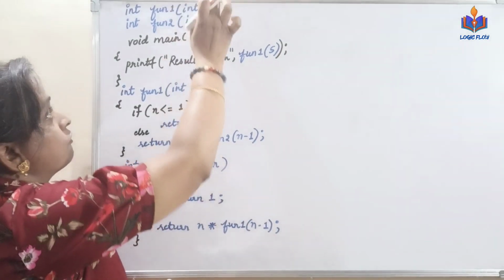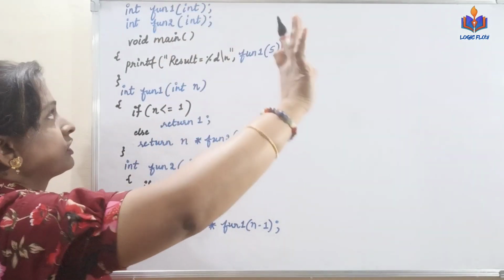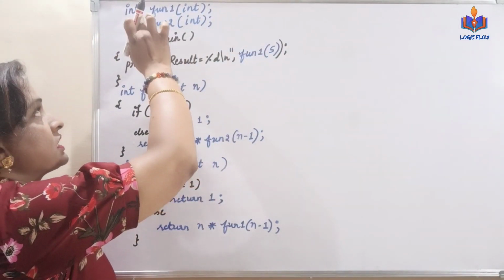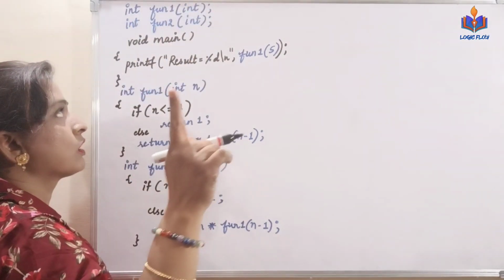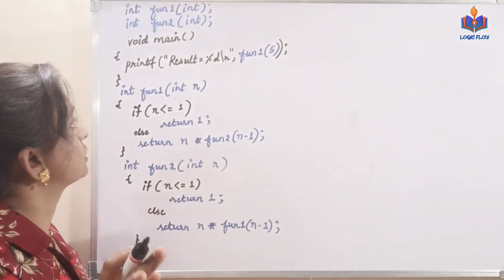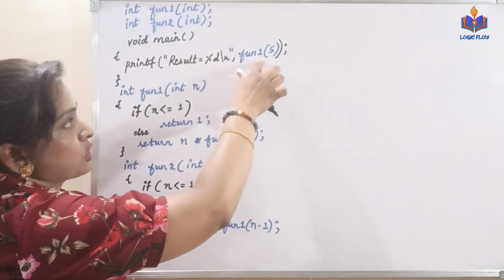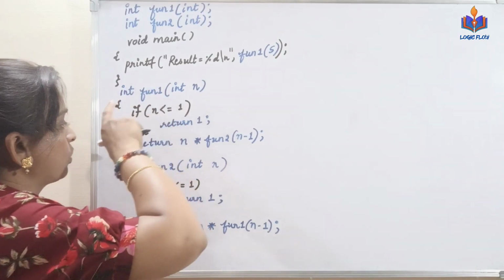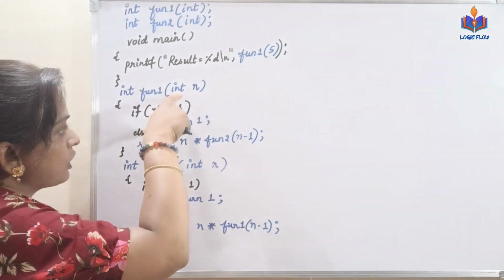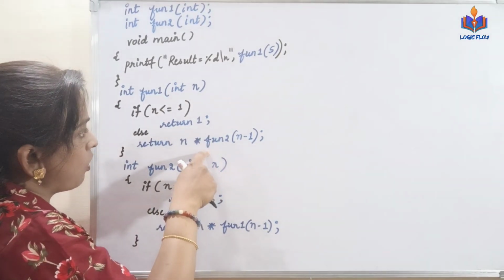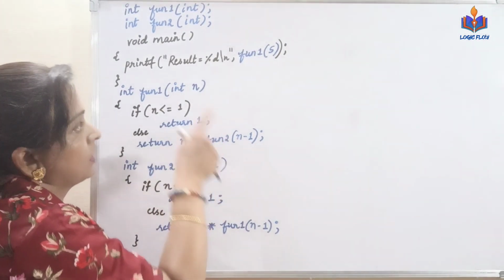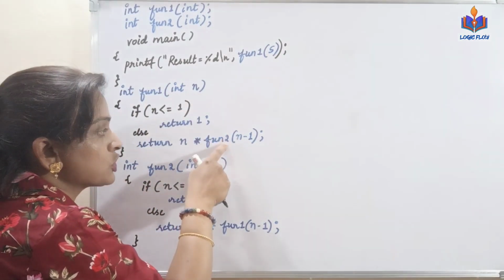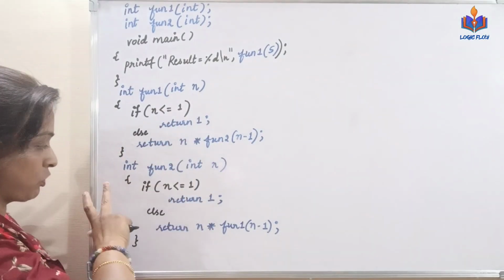Here we have two function declarations. One is function 1, which I have written as fun1, and function 2 as fun2. The return type is integer for both functions, and there is only one argument of integer type for both. Then here we have the call to function 1 in the main function. When the function 1 call gets invoked, the control goes to function 1. Inside function 1, we have the call to function 2. When I come to the function 2 call, the control goes to function 2. This is the function 2 code.